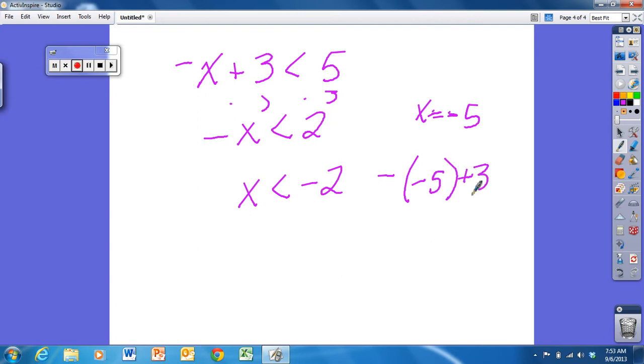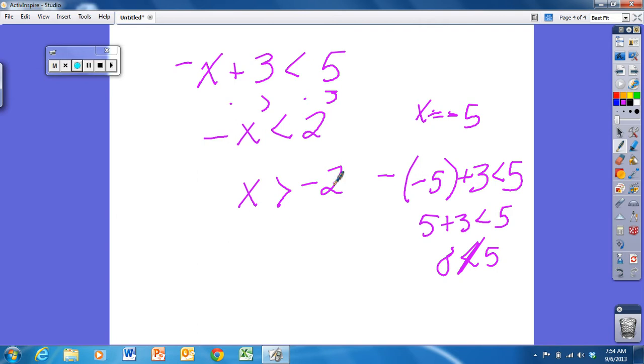Negative 5 plus 3 is less than 5. But what's negative 5? Positive 5. And positive 5 plus 3 is not less than 5. So it doesn't work when you just divide by negative 1. When you divide by a negative coefficient, I'm going to say that again, when the number in front of x is negative, this symbol has to flip over in order for the inequality to be true. So when you divide by a negative number, you flip the sign.